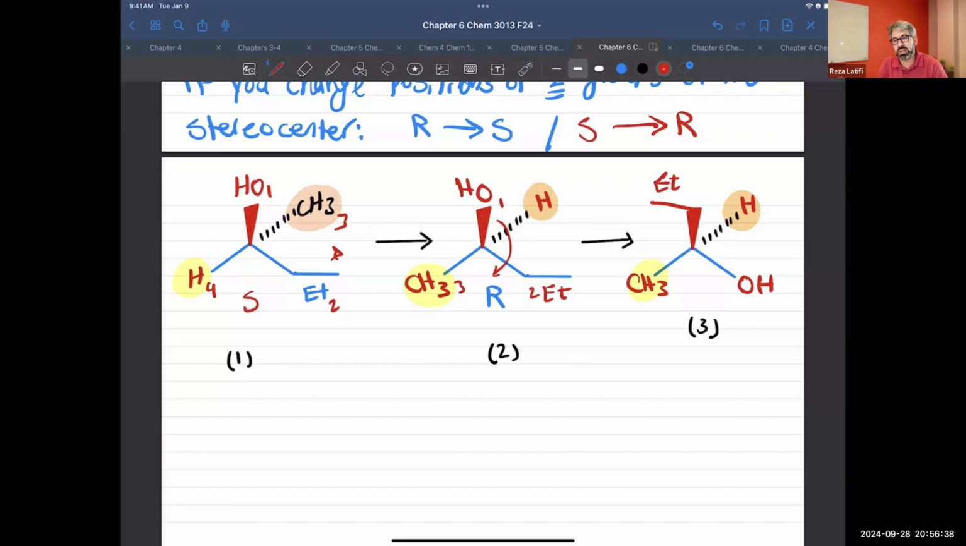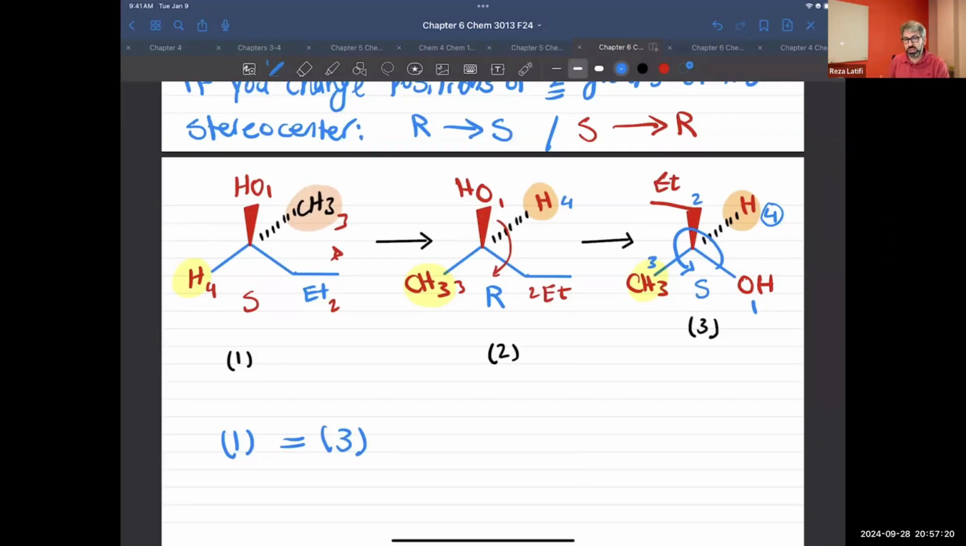Now assign the priority. Again, this is going to be number 1, that's number 2, and this one number 3. And hydrogen, the 4th one, is at the back of the molecule. Good news, it's at the back, so we don't need to bother about it. This is going to be counterclockwise, so it will be S. So I got S again. What does it mean? It means number 1 is equal to number 3. Why? Because I switched the position of 2 substituents 2 times.